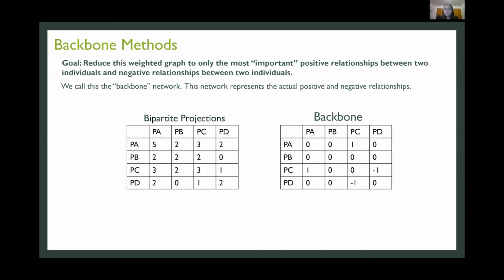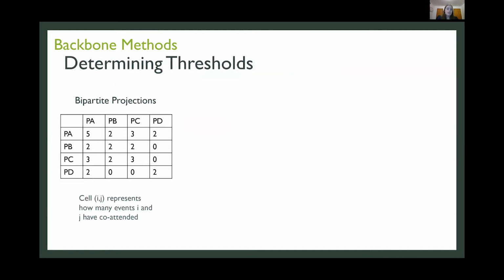And the backbone matrix is going to end up looking something like this. So instead of having this weighted adjacency matrix, we want to end up with a signed adjacency matrix, where a 1 will indicate a strong positive relationship, a -1 would indicate a strong negative relationship, and a 0 would mean we can't infer that there's a relationship between those two people. So what value should we pick to make this determination?